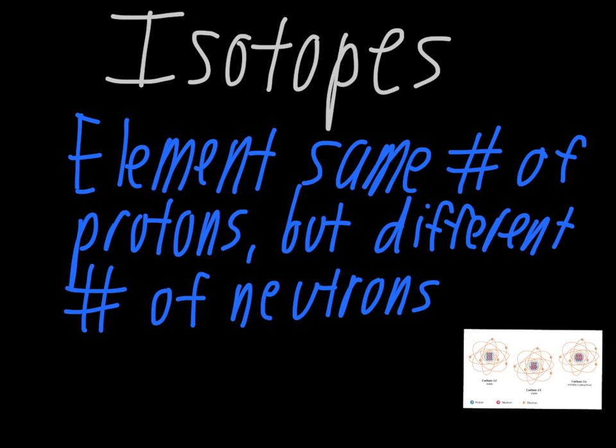It will change the atomic mass, though. This is why the atomic mass is never a whole number. It's always some kind of a decimal, and it's because it's an average, and it's making up for these different isotopes that are present out there for some of the different elements.